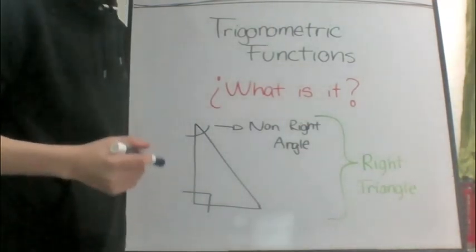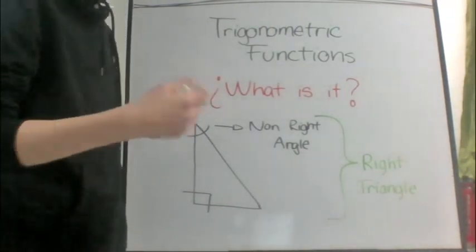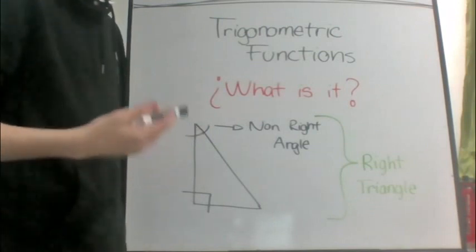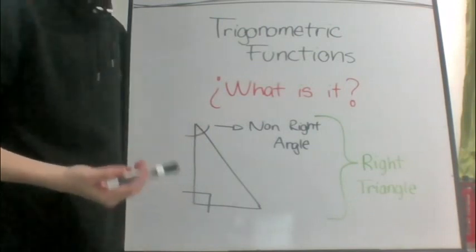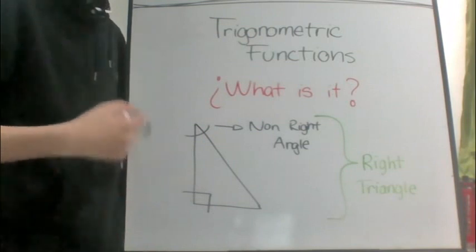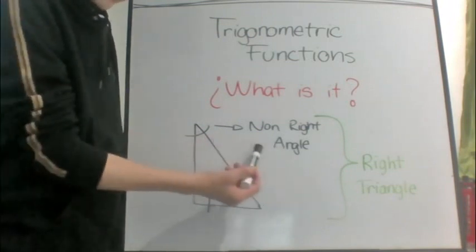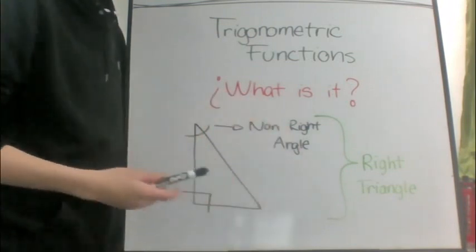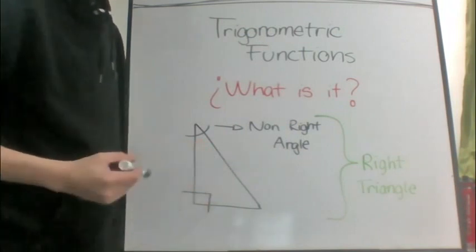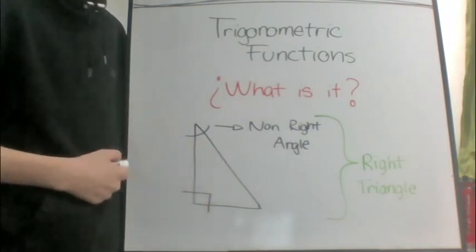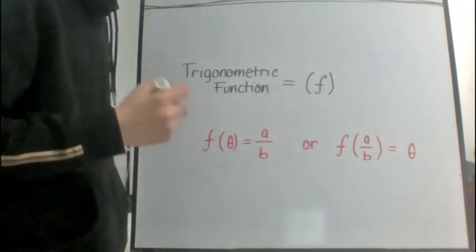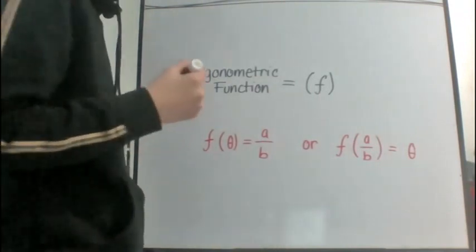Okay, so before we start to learn how to solve a trigonometric function, we first have to know what it is. Well, a trigonometric function, in simple words, is one of many functions that relate one non-right angle of a right triangle to the ratio of two lengths of any two sides of the triangle, or vice versa.